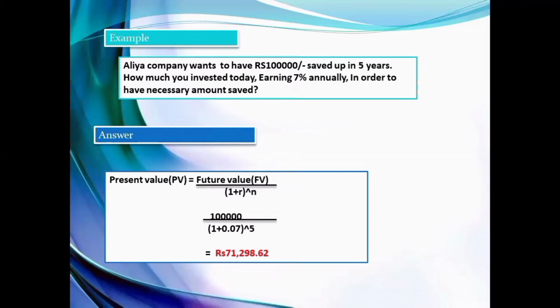A company wants to have 1 lakh saved up in 5 years. How much should be invested today, earning 7% annually, in order to have the necessary amount saved? According to this question, future value is 1 lakh, and 1 plus R power of n, where 1 plus R is the discount factor, that means 7%. Power of n means years, which is given as 5 years. So the answer would be rupees 71,298.62.